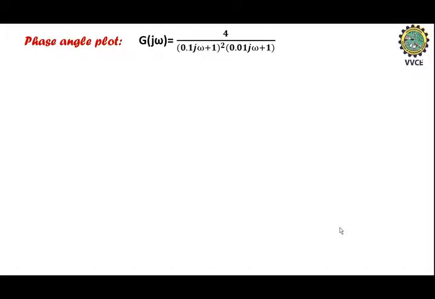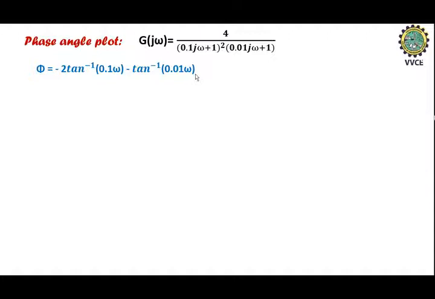Next, let us go for the phase angle plot. Here we need to find the expression for phase angle first. This is the transfer function given in this problem. In the numerator there are no functions, so let us go to the denominator, starting with a negative sign. So 2 times tan inverse of 0.1 omega, where 0.1 omega is the imaginary term divided by 1, minus tan inverse of 0.01 omega divided by 1. So this gives the complete expression for phase angle.